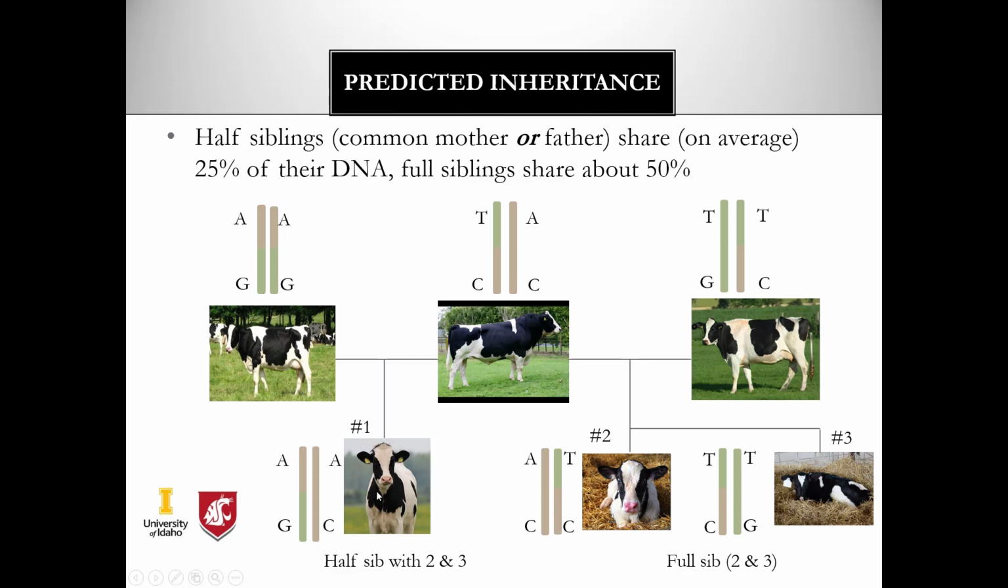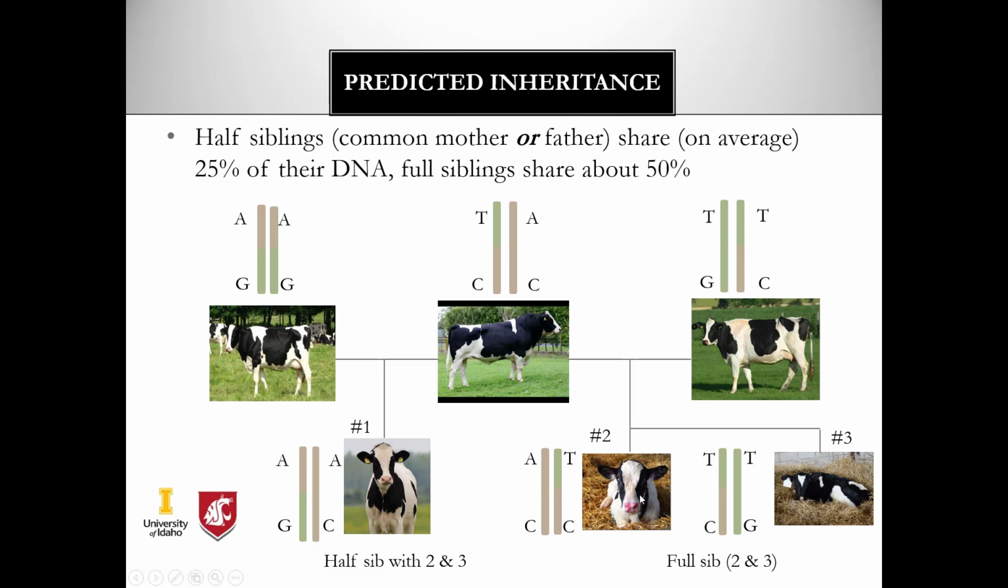So we can see that calf number 1 shares the same chromosome that calf number 2 got from the sire. So this calf has 50% of the same information for this chromosome from the sire, and it shares none of the same information that we got from the full sib number 3. So if we average, this one's a half and this one's 0. When you average a half plus 0 divided by 2, you get 25%. So on average, half siblings share 25% of their DNA.